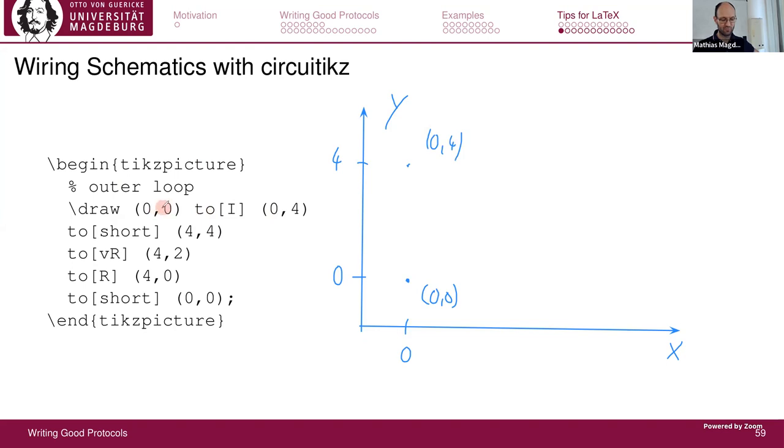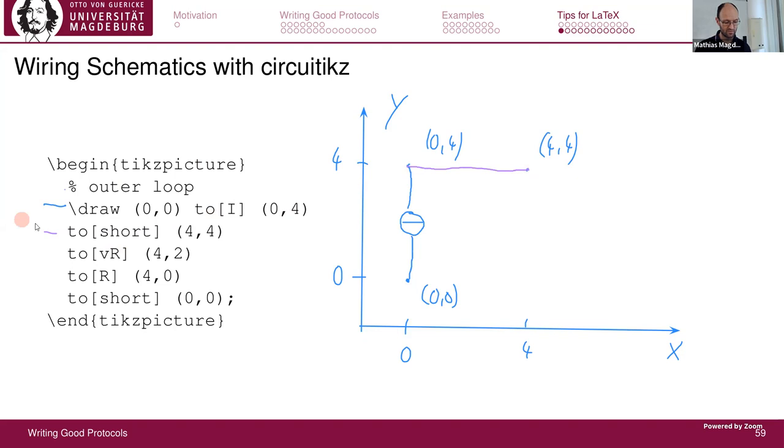And now this says from this point zero, zero to the point zero and four, we will draw a current source. So this will be the current source. Then going from this position to the next one, which is 4,4, this would be somewhere here. This is the point 4,4. We will have just a short circuit. So we have this short here. Maybe I should use different colors. This is the current source. This is the short circuit.